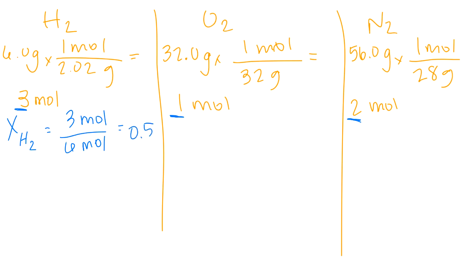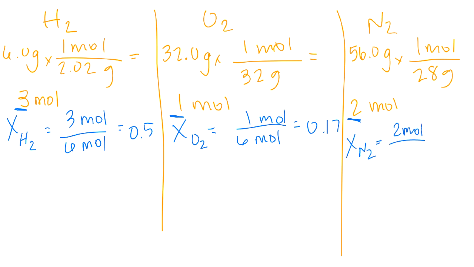Then we can go over to oxygen. The chi of oxygen is going to be 1 mole over 6 moles. So 1 over 6 equals around 0.167, 0.17, whichever way you want to do it. And then for nitrogen, chi of nitrogen equals 2 moles over 6 moles, which is 1/3, so 0.33 is our mole fraction there.